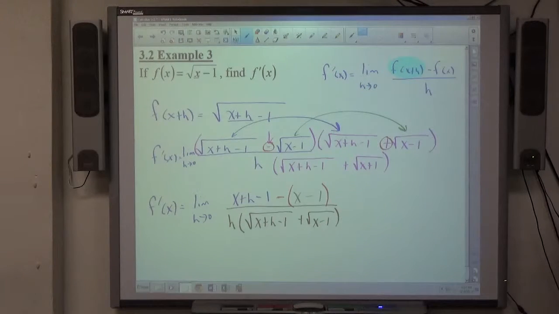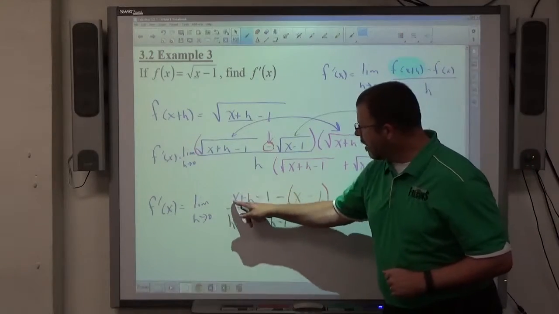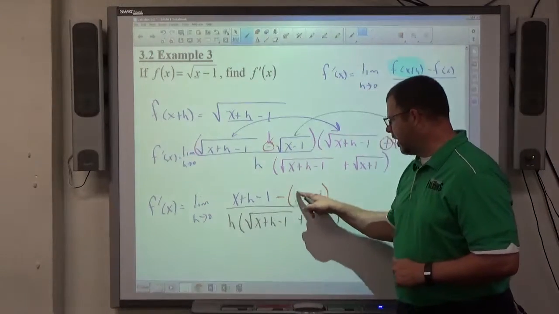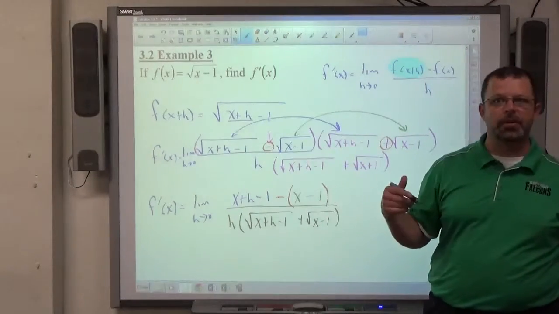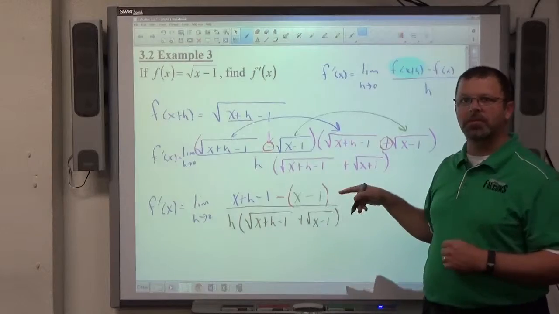Now, if we look at the top of this thing, ideally what should happen is things in f of x plus h should be able to cancel with things in f of x to get rid of all the terms that don't have h's in them. That's what's supposed to happen. If that doesn't happen, you probably messed up somewhere.